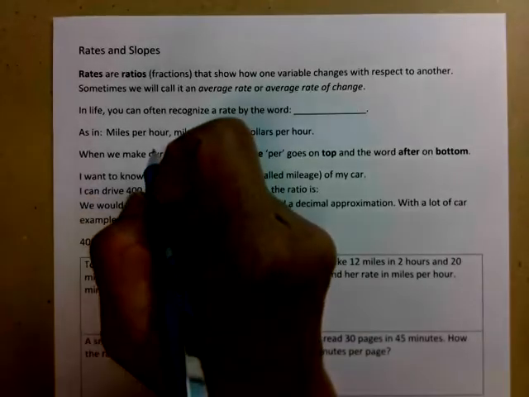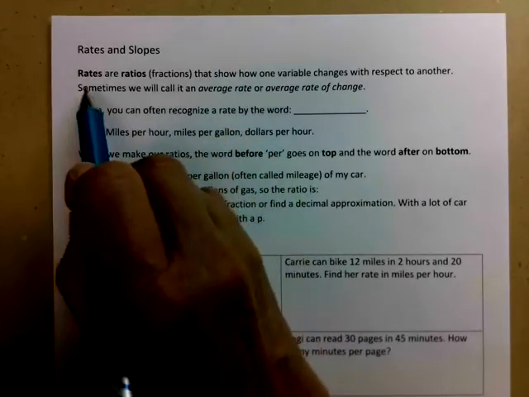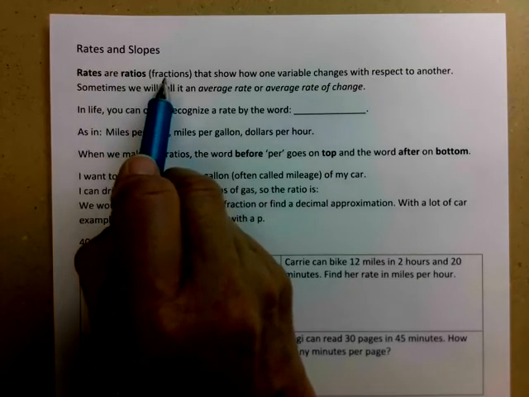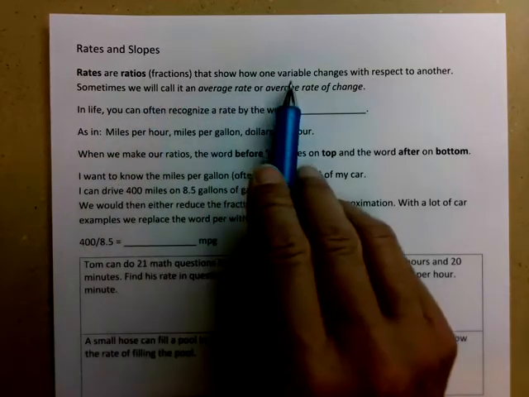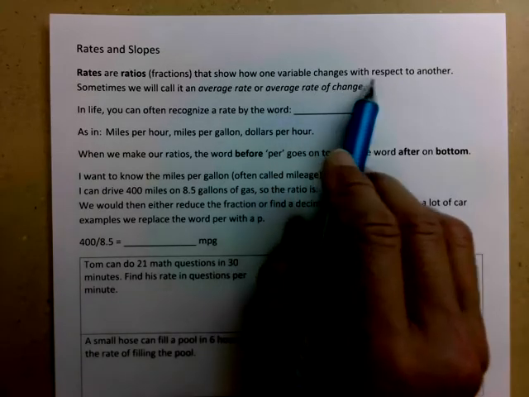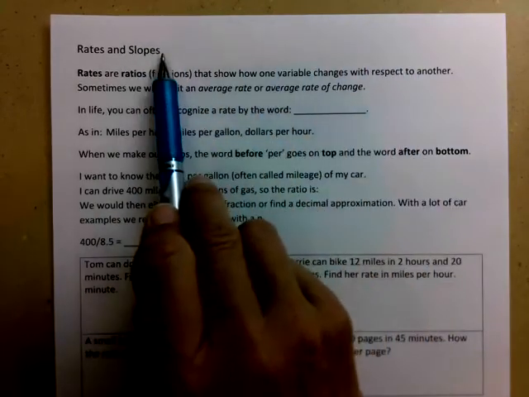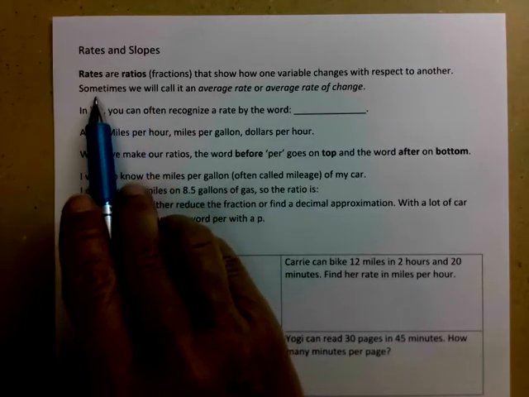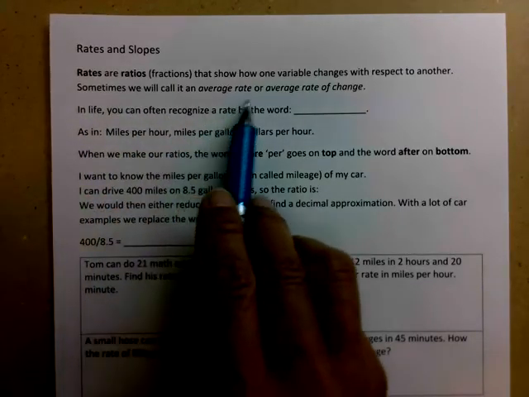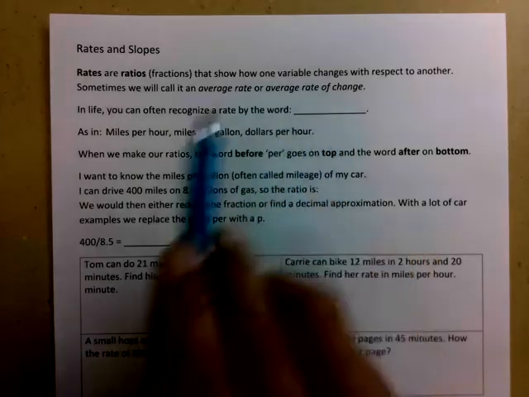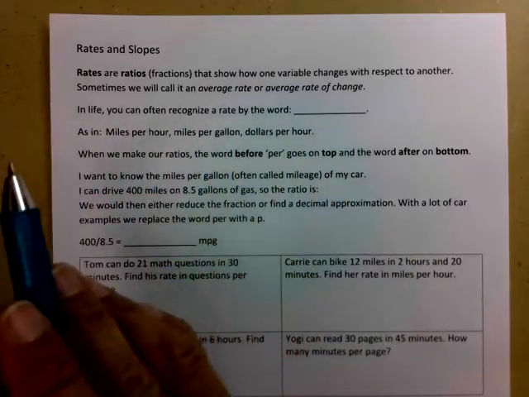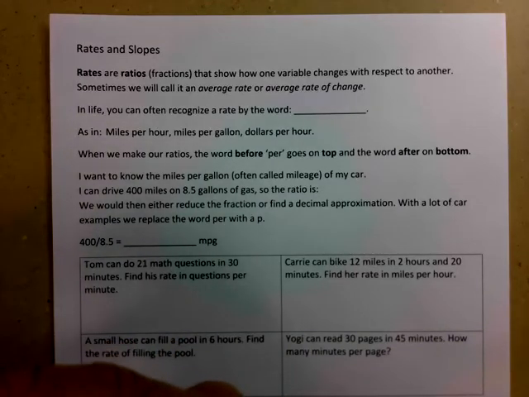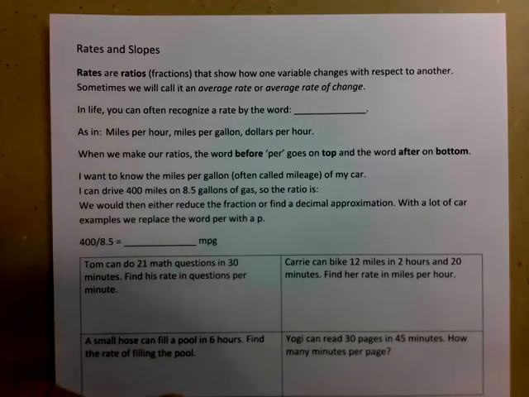So now I want to talk about rates and slopes. A rate or a ratio is a fraction, okay? And it shows us how one variable changes with respect to another. And that is what a slope is. Sometimes these rates or ratios we'll call an average rate or an average rate of change. So if you see the word average in front, it means just the same thing. This average rate: how does the y change with respect to the x?